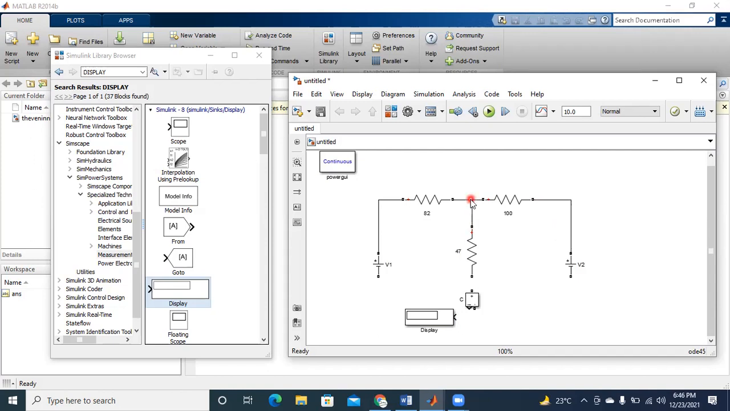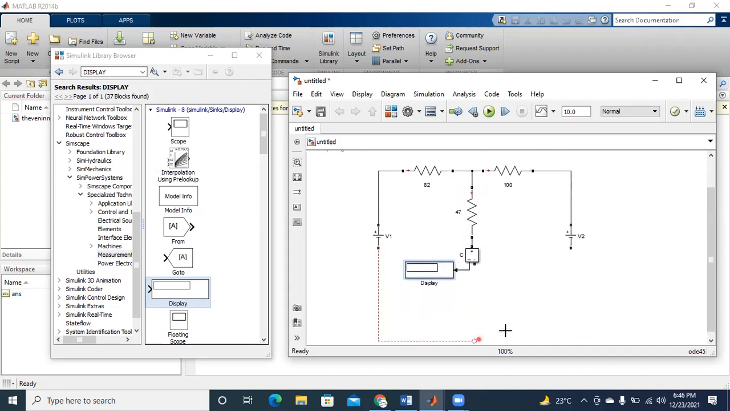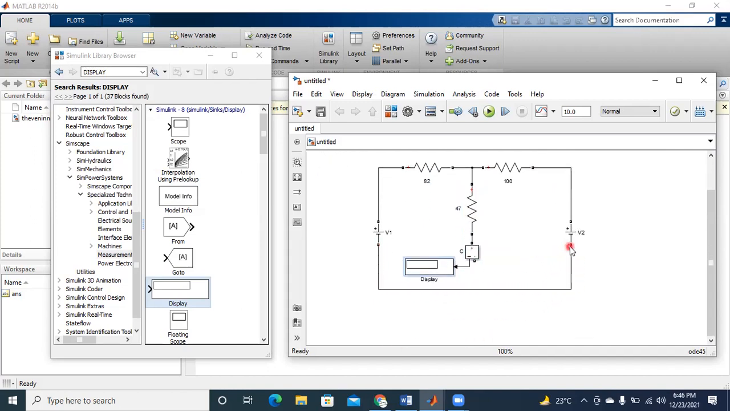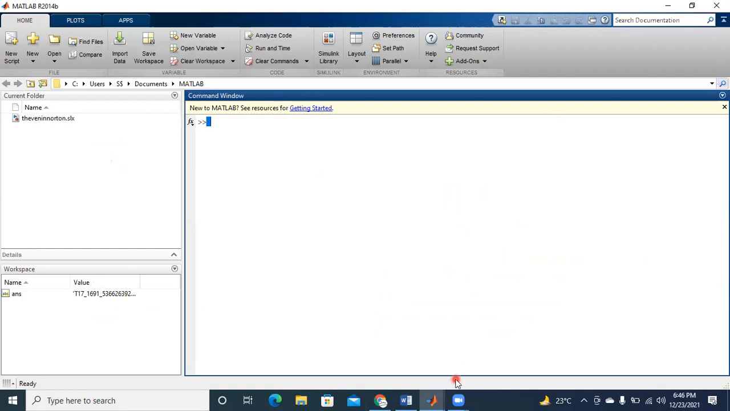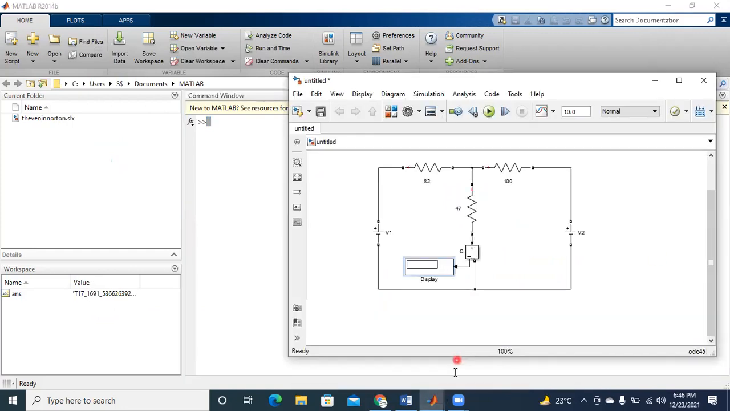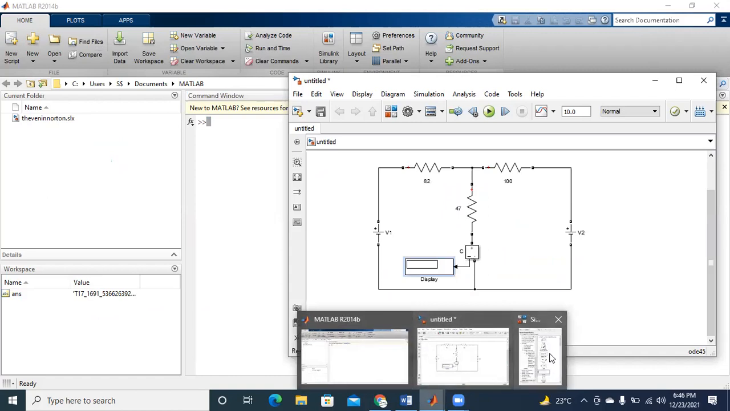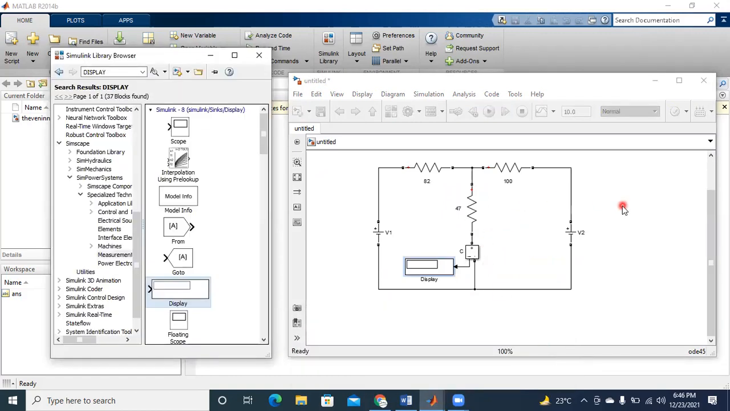Please remember, while connecting, there are some techniques. You should not overlap the elements, or connect in a zigzag way. Try to connect the circuit as simply as possible. So this is the circuit. Okay, now I can run the circuit.